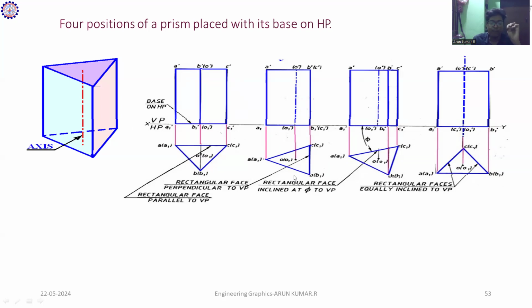Once you complete it, you consider the height value mentioned in your problem and draw the prism with that height. Then you give the names: A1 is A1 dash, and B1 and C1, both points being one point in this condition, are B1 dash and C1 dash. Similarly, A is A dash, and B and C are B dash and C dash. We will discuss the different conditions for the remaining two diagrams in upcoming classes.